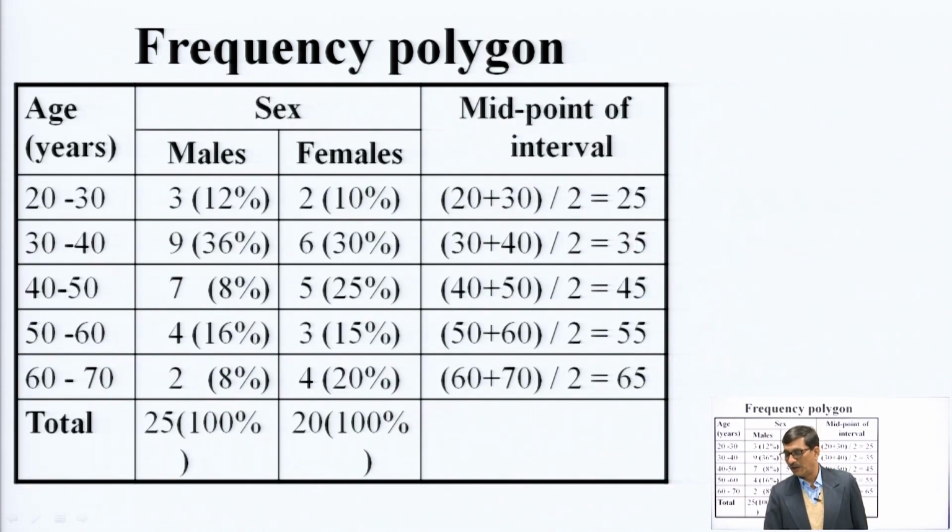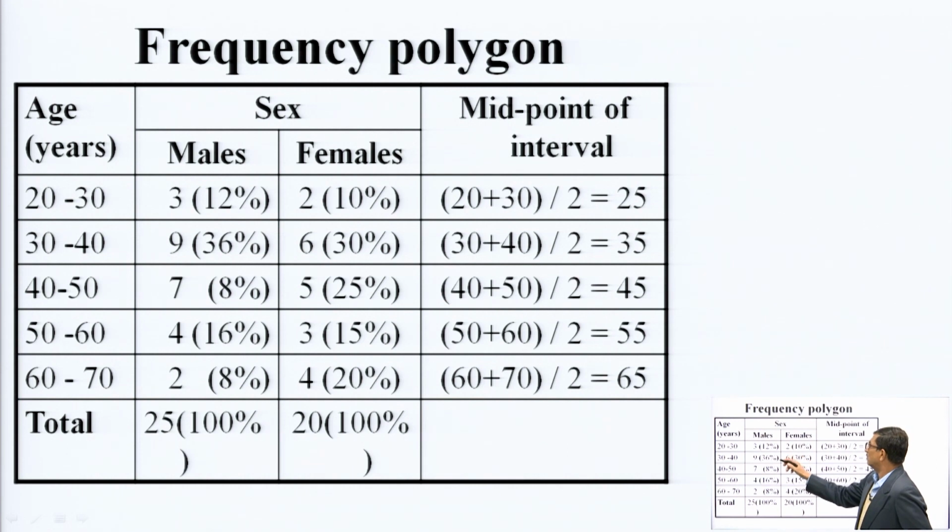Another is the frequency polygon. For the frequency polygon, we have data in which we have two variables, gender, further classified as male and female, and age class intervals 20 to 30, 30 to 40, 40 to 50 and so on. This is the age of different groups, and we want to draw the frequency polygon of this. So, for the frequency polygon, as we have our variable sex, two classes, male and female, we first find the midpoint of this.